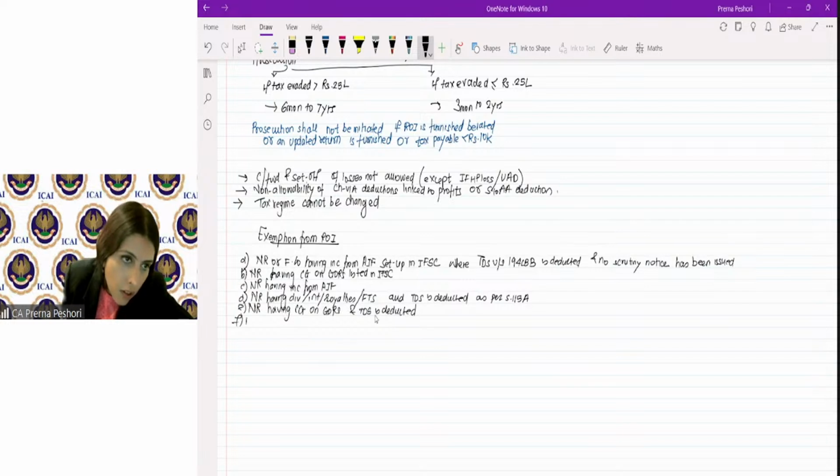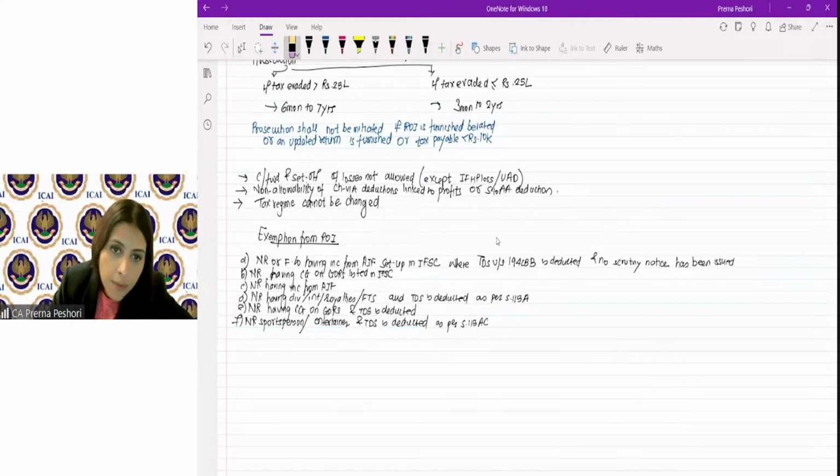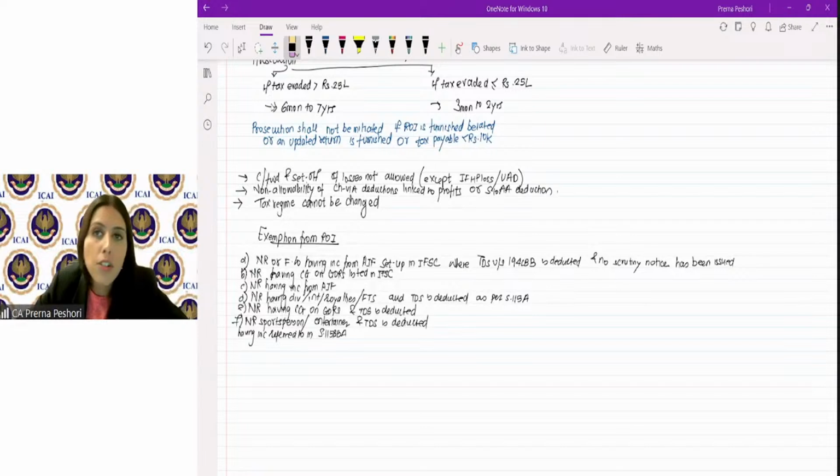So in case of non-resident sports person or entertainer and TDS is deducted as per section 115BBA, having income referred to in section 115BBA, where the TDS is deducted, then in that particular case, you are not required to furnish the return of income.